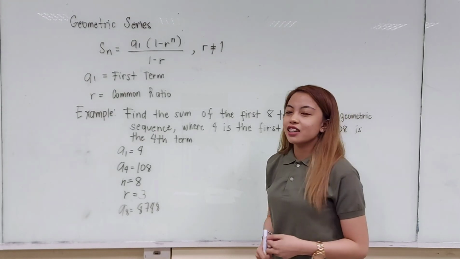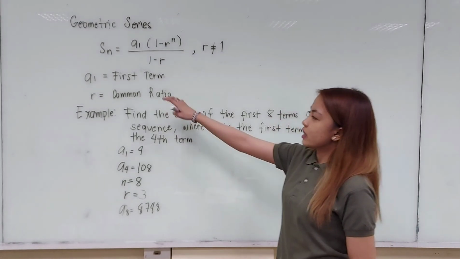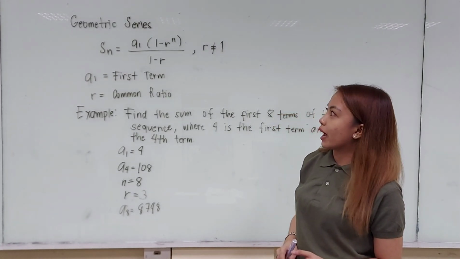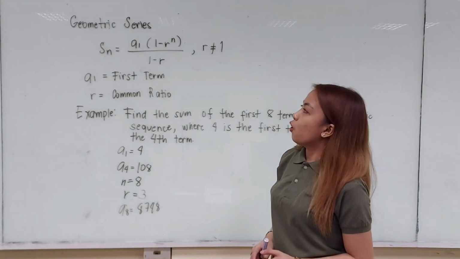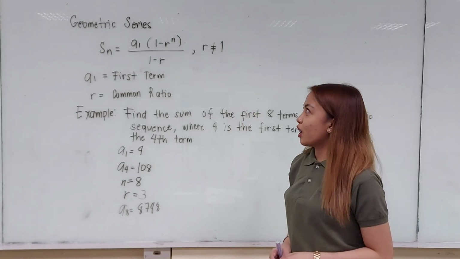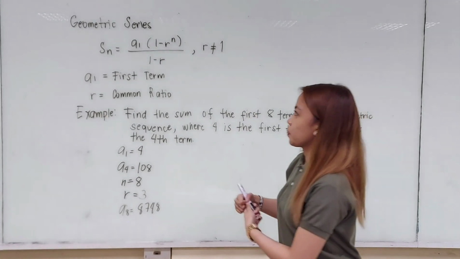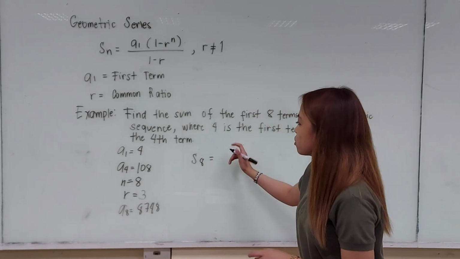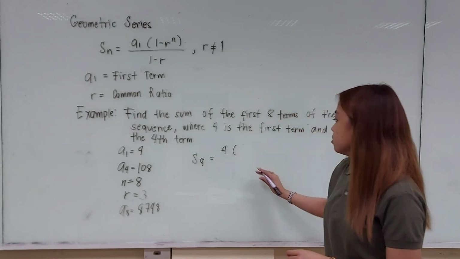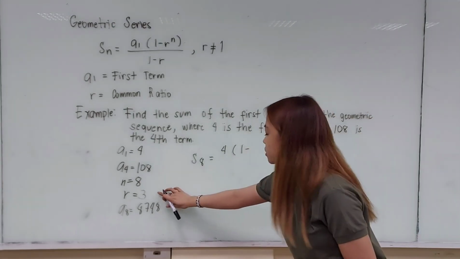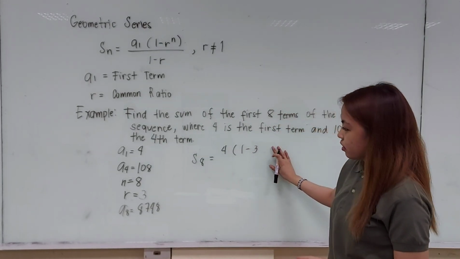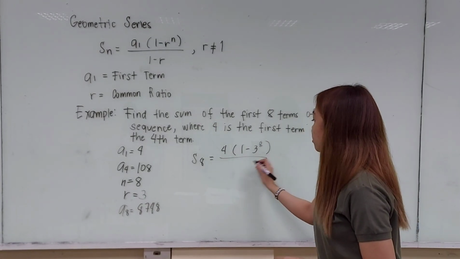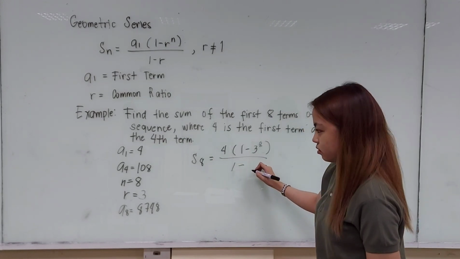Now, we are going to find the sum of the first 8 terms. Using this formula, S of n is equal to a sub 1 multiplied by 1 minus r raised to n, over 1 minus r, where r is not equal to 1. So, we will substitute it. So, S of 8 is equal to, our first term is 4 multiplied by 1 minus r, which is 3, raised to n, which is 8, over 1 minus r, 3.